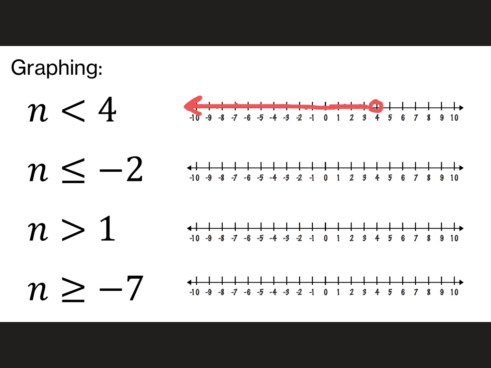All right, let's do the next one. N is less than or equal to negative 2. Well, this time, obviously we're starting at the negative 2, but N can equal negative 2, so I'm going to shade that in. We call that a closed circle. And then I'm going to shade all the numbers that are less than negative 2. And remember, if something's less than, it's going to the left on the number line. Left, right, do you know your lefts and rights? This is left, and this is the right.